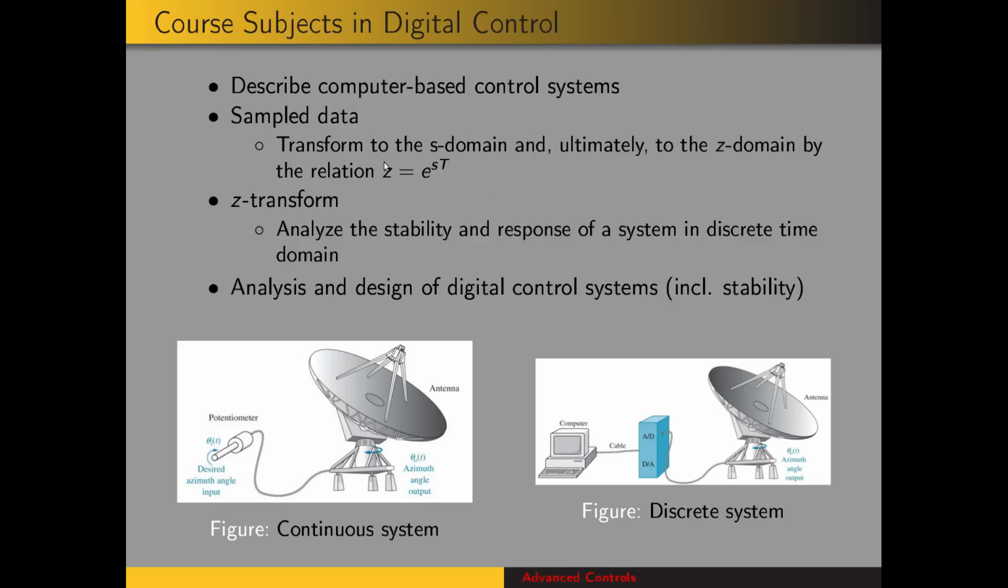We'll look at sampled data, being able to transform between the S domain and the Z domain using the relation that Z is equal to e to the st. We're going to examine the Z transform in another video and use that to analyze the stability and time response of a discrete system. And we'll also look at analysis and design of digital control systems, actually coming up with our own and checking on the stability of these control systems.